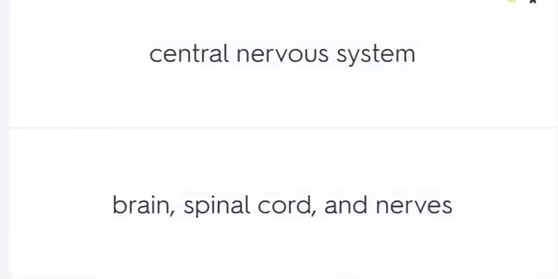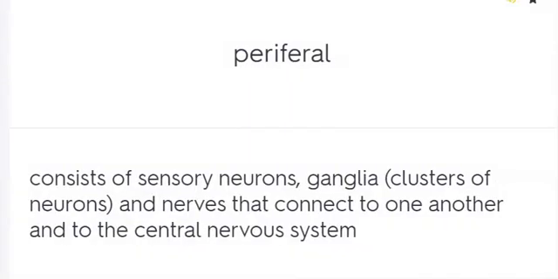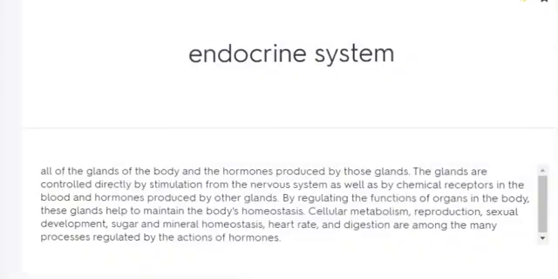Central nervous system: brain, spinal cord, and nerves. Peripheral: consists of sensory neurons, ganglia, and nerves that connect to one another and to the central nervous system. Endocrine system.